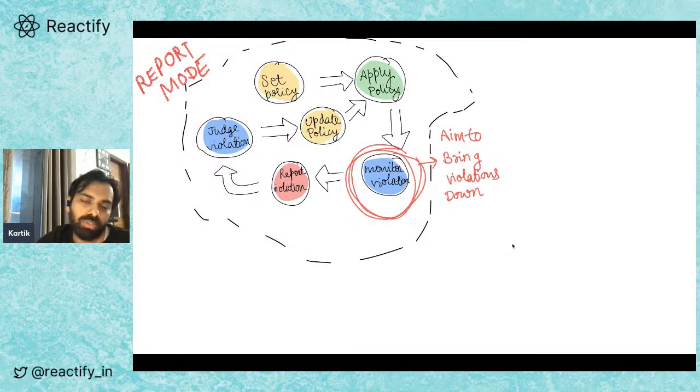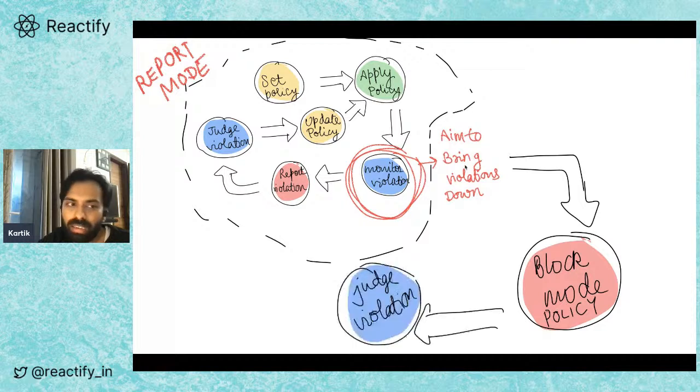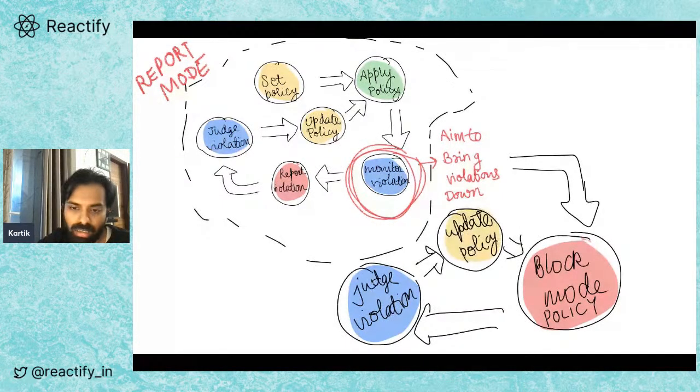And so this was what we were doing in the report mode earlier. Now in the block mode, after you are done monitoring and creating a good security policy, you can apply the block mode policy. And again, you can do the same thing which you were doing before. You can judge the violations and update the policy again and keep on updating it. So you are on the safer side after this block mode policy happens, because this is where it actually starts blocking untrusted resources.